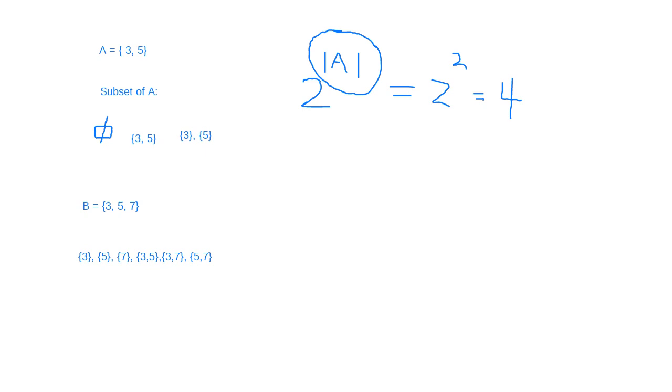So let me write. So empty set, and the B itself, right? Always a subset of any set. Empty set and the set itself. Then anything in between, let's see, 3, 5, 7, 3 and 5, 3 and 7, and 5 and 7. Let's count how many we have. 1, 2, 3, 4, 5, 6, 7, 8.